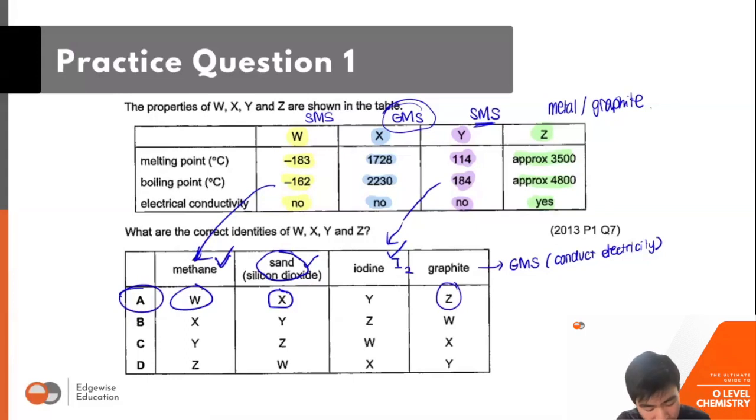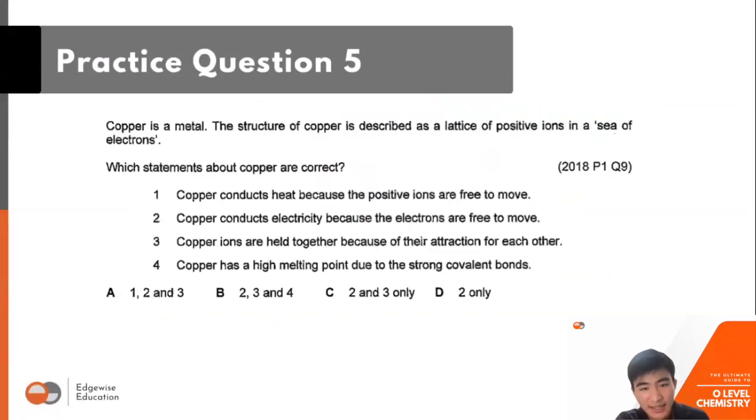Now, I'm going to skip over to question 5. Okay, now let's look at question 5. We are looking at something that is more specific now. Just now we looked at the whole chapter in total, but now we look at metals. Now we are saying that the structure of copper is described as a lattice of positive ions in a sea of electrons. Now, which statements are correct? Number 1, copper conducts heat because positive ions are free to move. Can anybody tell me, is it true? If true, put T. If false, put F.